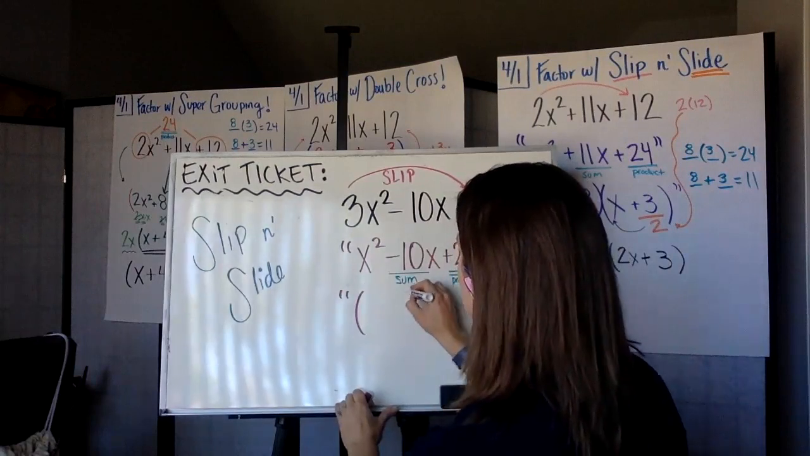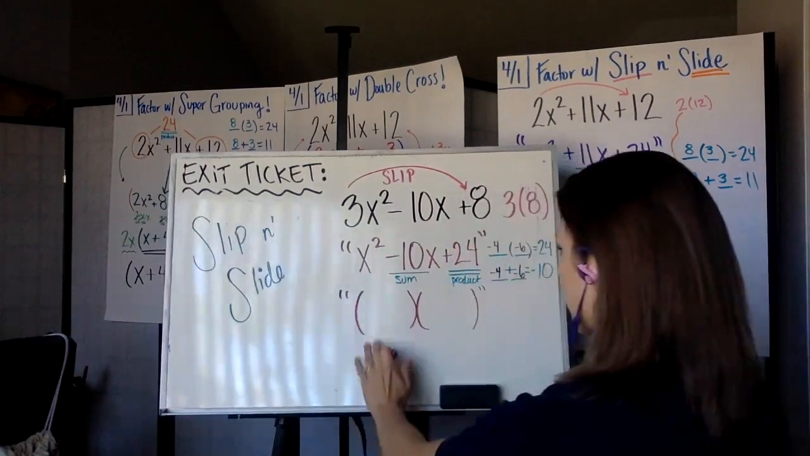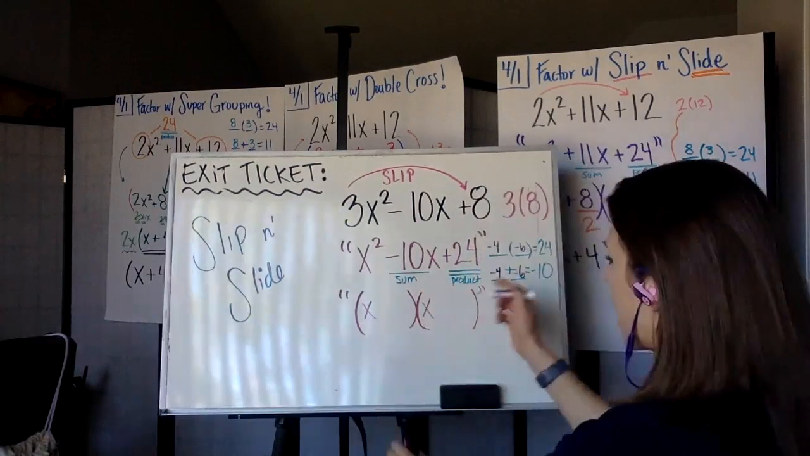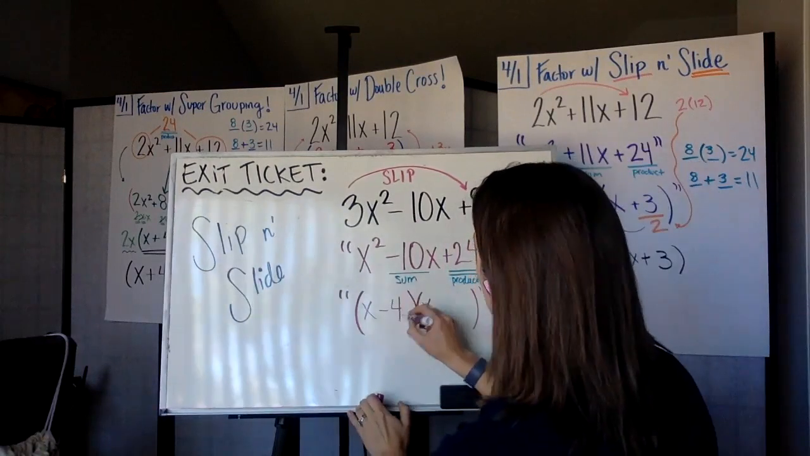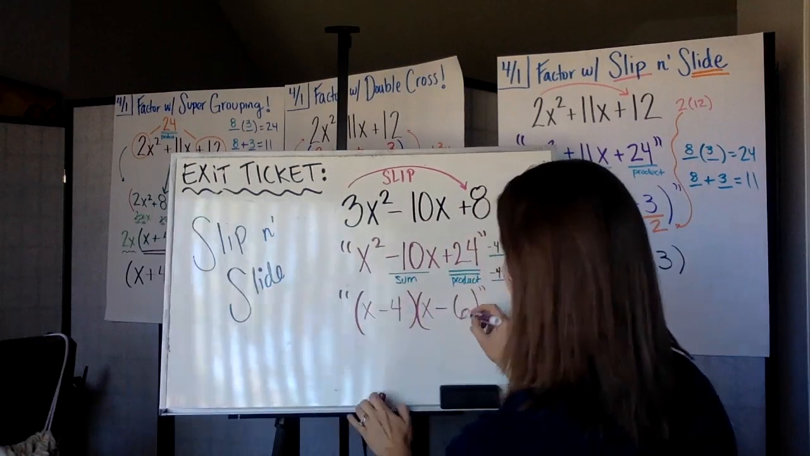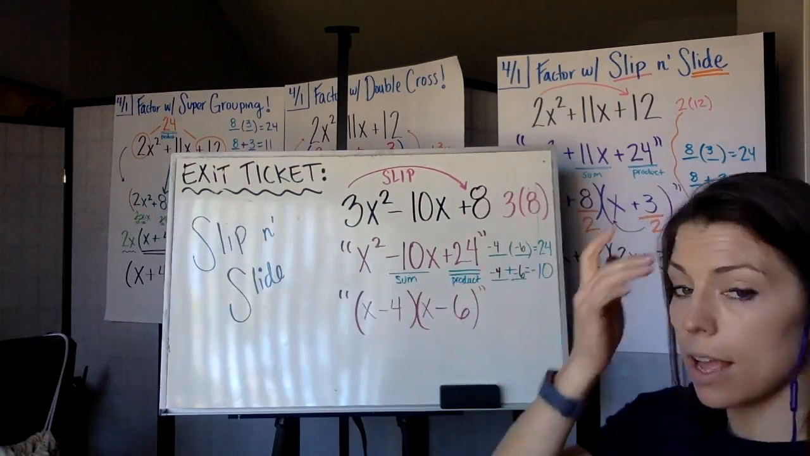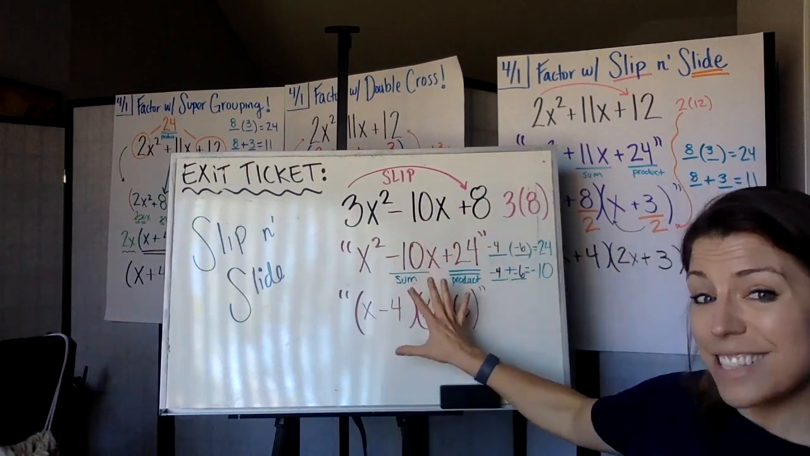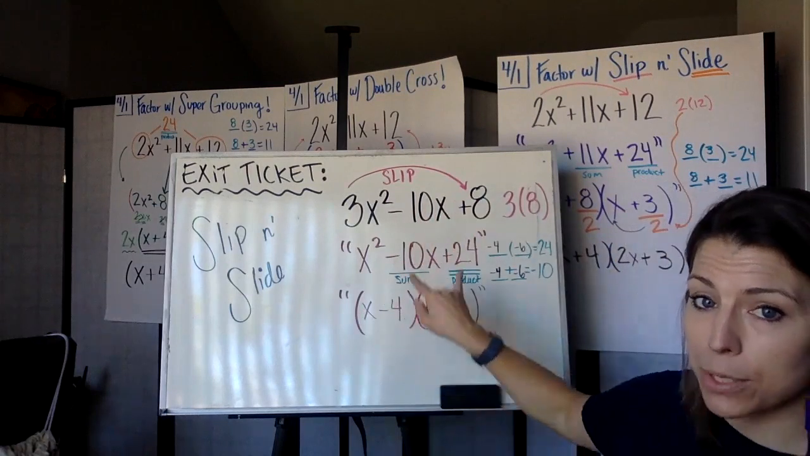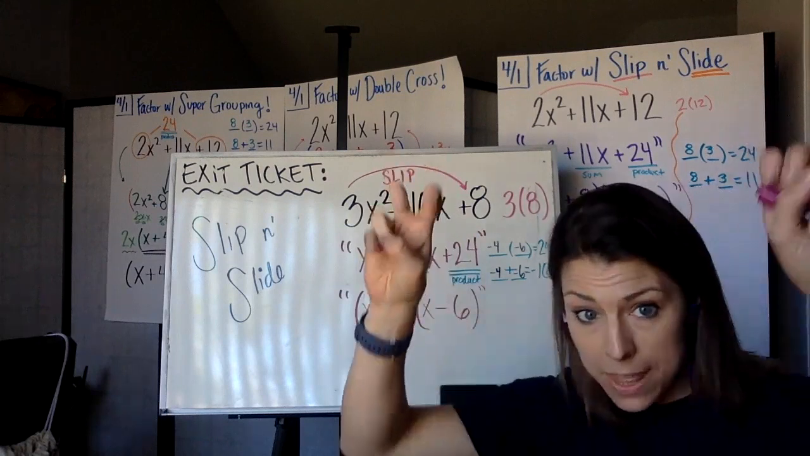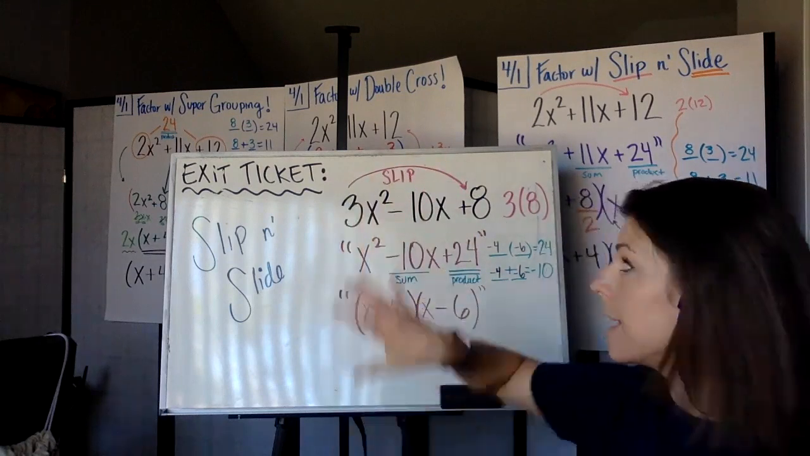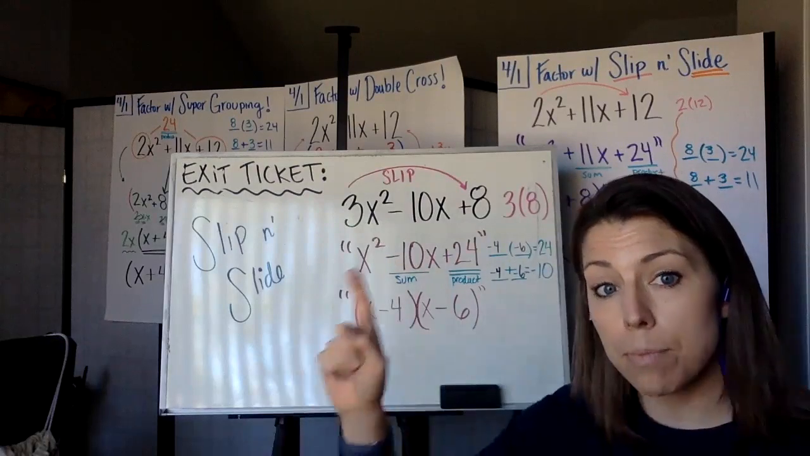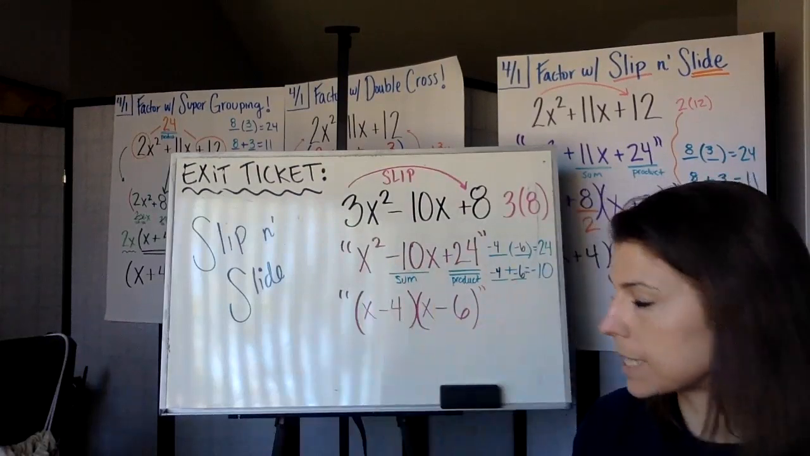In fact, I probably should have done this step first. We know that our first terms are going to be x and x, and we're going to put in negative 4, and we're going to put in negative 6. Now remember, that is just the slip, and this is not my answer. This is how I multiply to get this trinomial, which is a hypothetical. This is what we're working with. This was my real trinomial that I started with. So it's called slip and slide for a reason.